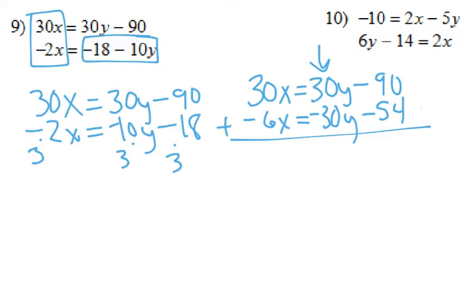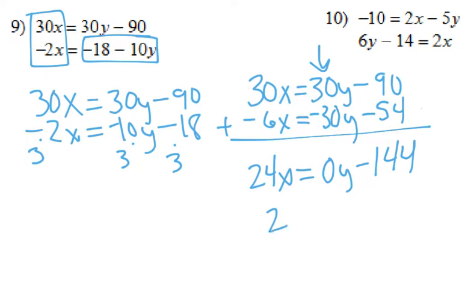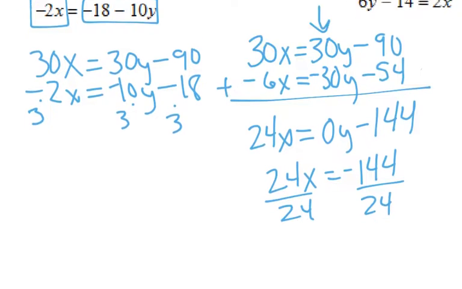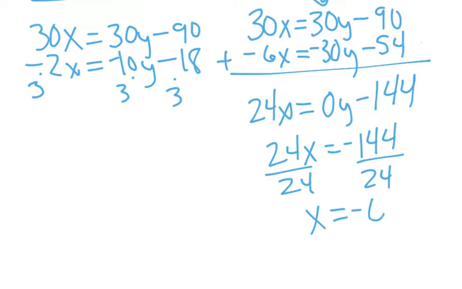Now we can add 30 plus a -6, 24x. 30 plus a -30, 0y. -90 plus a -54 would be a -144. So 24x equals -144, divided by 24. I believe that'll give us a -6. Right? Because 24 times 6, 4, 2, 12, 1, yeah.